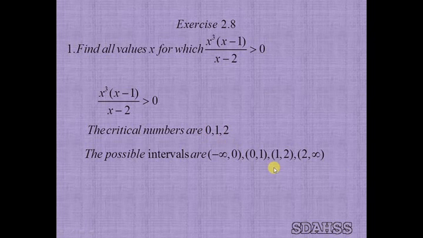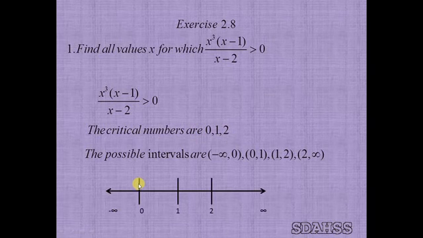Before that you have to represent these critical numbers on the number line. Minus infinity, plus infinity, 0, 1, 2. And then the intervals are minus infinity comma 0, 0 comma 1, 1 comma 2, 2 comma infinity.